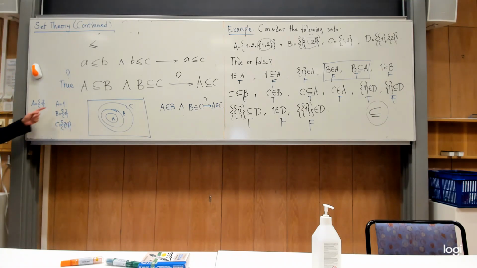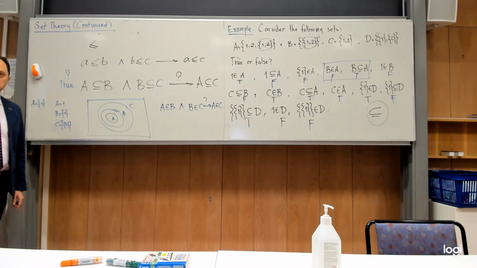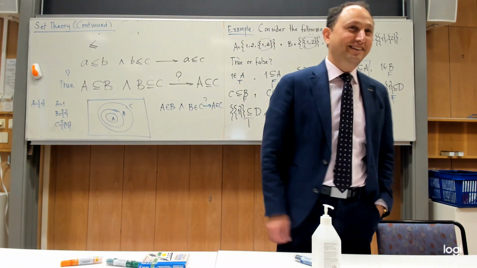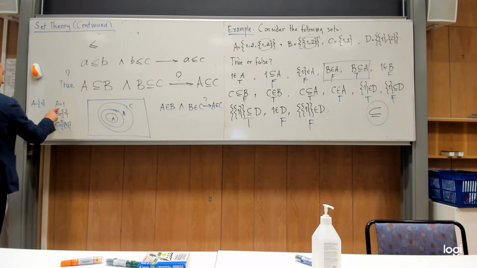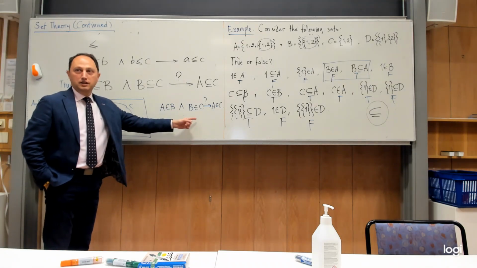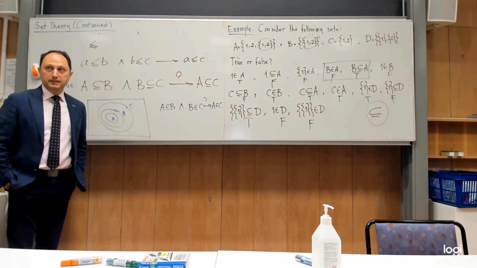So A belongs to B is true. B belongs to C is true, but A belongs to C is false. For example, I am a member of Sweden. Sweden is a member of the United Nations, but I am not a member of the United Nations. Unless I have a secret job. So be careful: membership is not transitive, but being a subset is transitive. Is that clear?